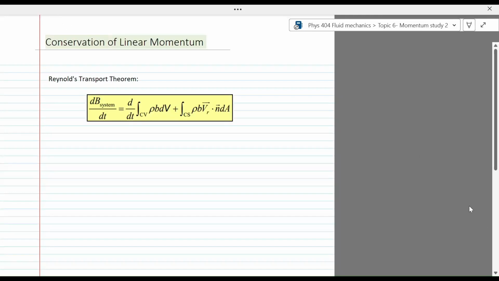So in this video, I'm going to derive the linear momentum equation for a control volume, and then I will define and apply the momentum flux correction factor due to the non-uniformity of the velocity, and then I will discuss the forces that are acting on a control volume to plug them in and obtain the equation.